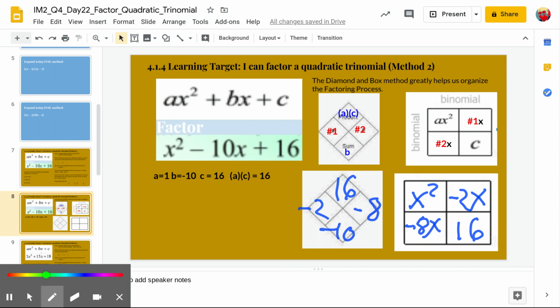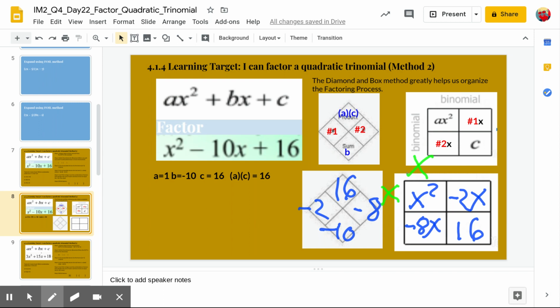So here's the first part we're going to do with our generic rectangle. We're going to start in the upper left corner, looking straight across. So we're looking at x squared and negative 2x. Think to yourself, what's the greatest common factor of x squared and negative 2x? That's right, it's just x. So we're going to put x there. Then we're going to go to the upper left and go down at x squared negative 8x. What's the GCF of those? That's also just x.